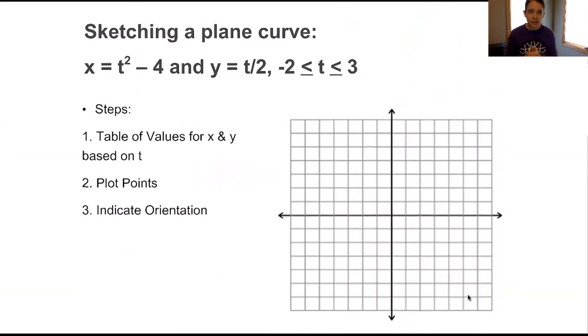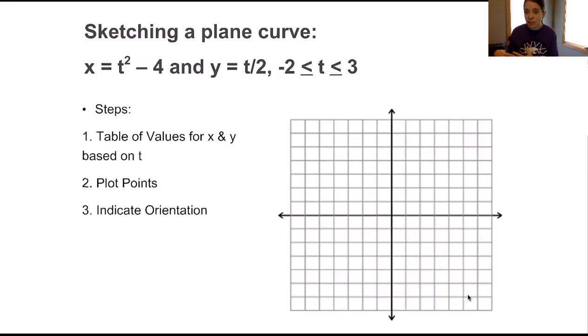So we're going to sketch a curve where x equals t squared minus 4, y equals t over 2, and it's going to give us the fact that t is going to go from -2 to 3. Okay, and here are the things that I'm going to ask you to do. First, let's figure out what coordinates we're working with.